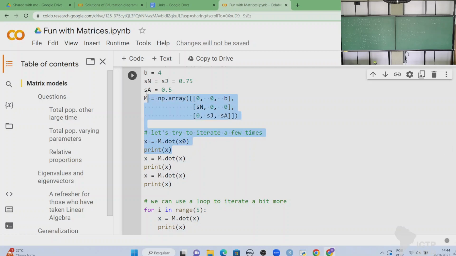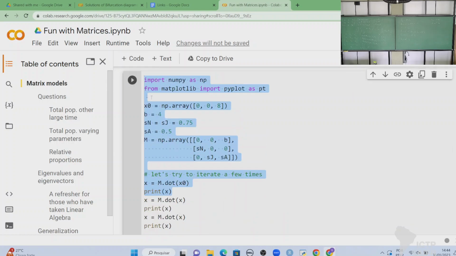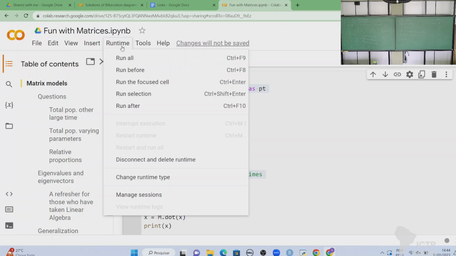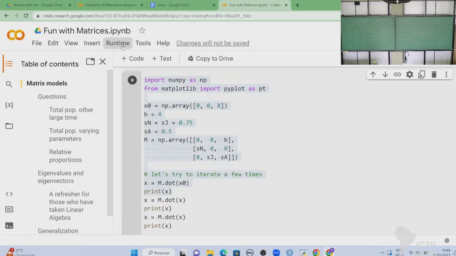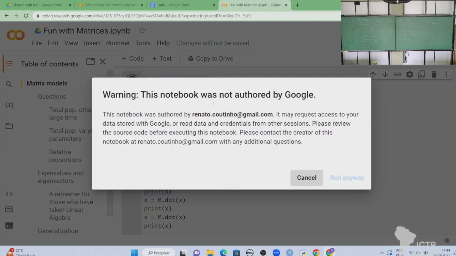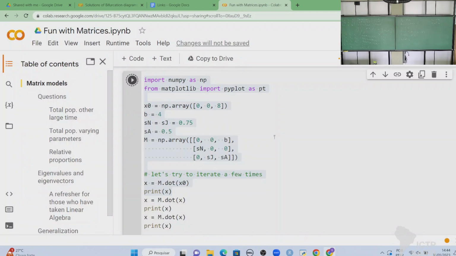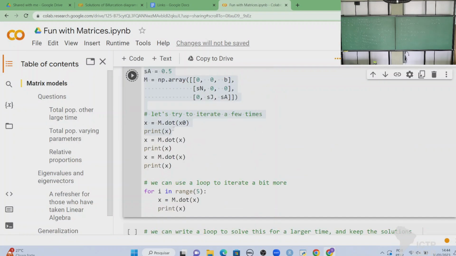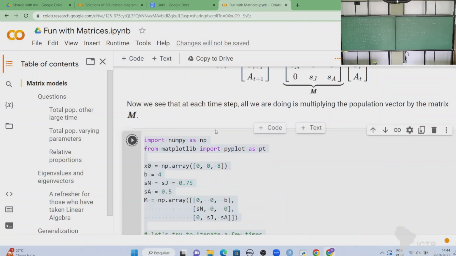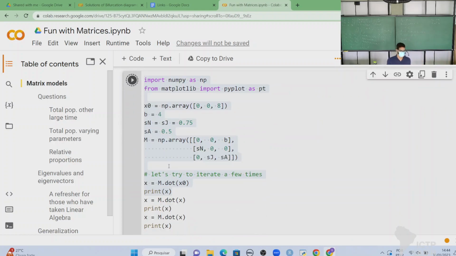So let me go step by step here. How do I run just this code again? Run selection, Ctrl Shift Enter, so I don't go up until the end. I'm just running this part of the code over here. It takes some time to import everything. So is it clear what I did here in the code? I just define M, define the parameters, define the initial condition.